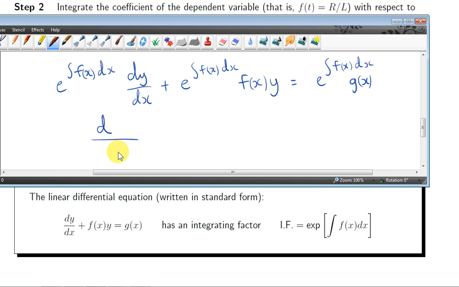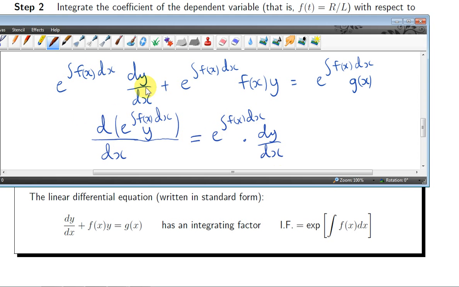So the left hand side should be the derivative with respect to x of this here, the integrating factor, multiplied by the dependent variable, which is y. This should be equal to the left hand side. Well, we just apply the product rule. So we take the first function, which is the integrating factor, and multiply by the derivative of the second function, that's dy dx. Well, as you can see, that gives us this term here.